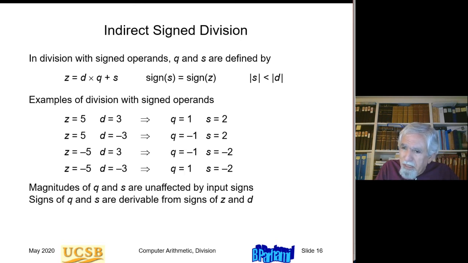We convert the operands to unsigned or positive, do the division by the algorithm that we discussed, and then attach the appropriate signs to Q and S. We do have direct methods for signed division, but at this point, we already know how to divide unsigned numbers, and signed numbers can be divided through this indirect method. There's some overhead here because we have to change the signs at the beginning and then a little bit of time at the end to attach the appropriate signs.